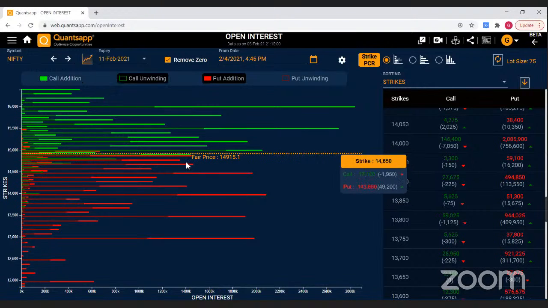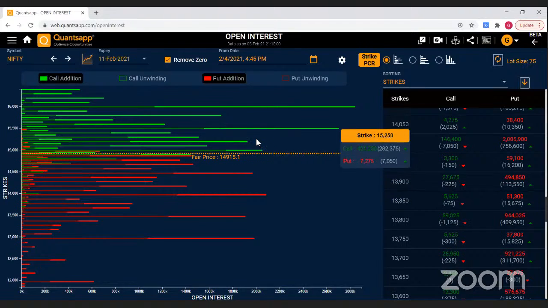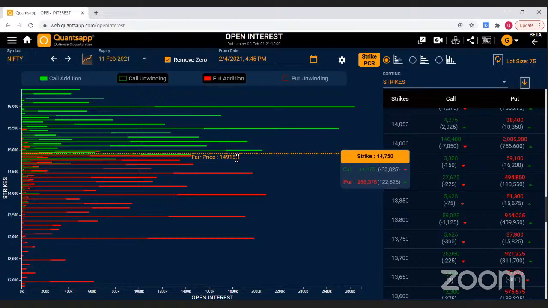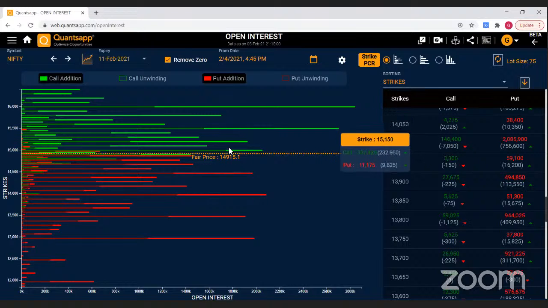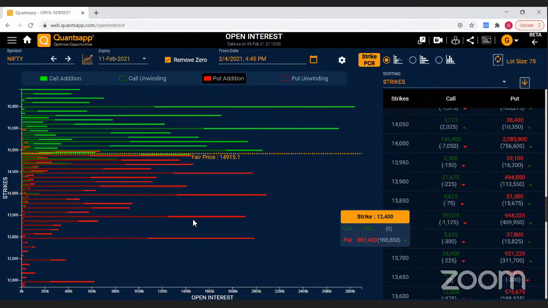What is a support level? The put writers are standing here, so this is my support level. And on the above side, I can say this is my resistance level. Why am I saying this is my resistance? Because the call writers don't want the prices to go above, because they are shorting a call. This is why we look at open interest in terms of writers. This is my resistance and support, and this is how you can identify it. I hope I have cleared this up.